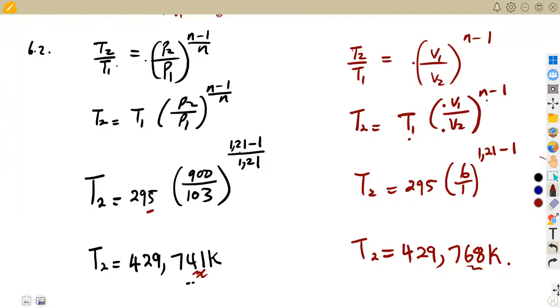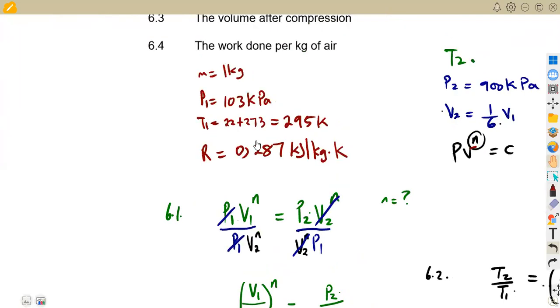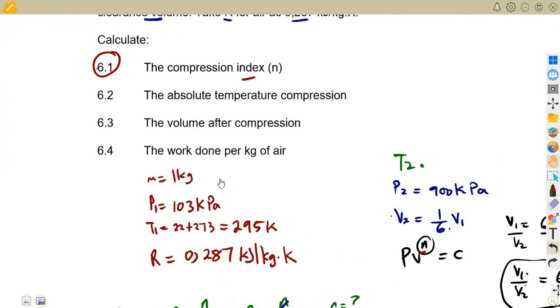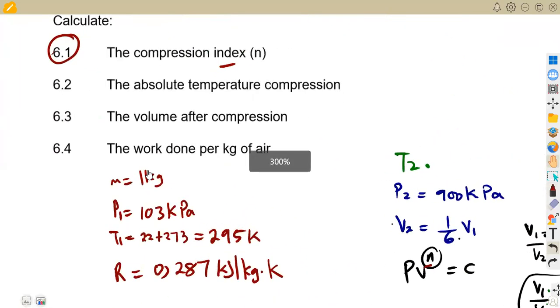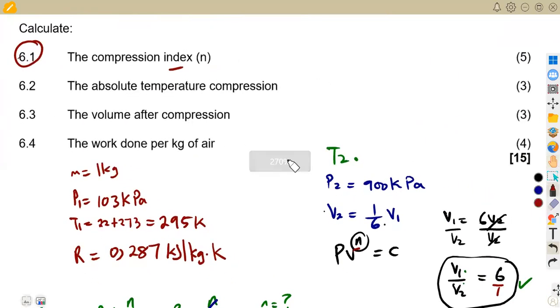All right. So that was our 6.2, calculating the final compression temperature, the absolute temperature after compression, and it was 3 marks for that. Then 6.3. Now to calculate the volume after compression, which is V2.